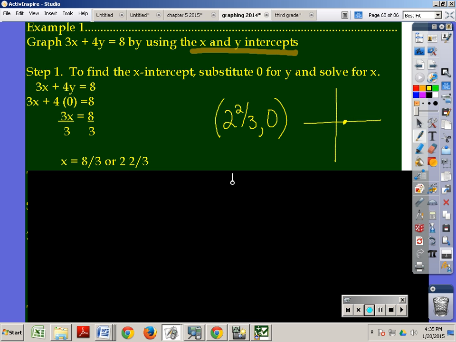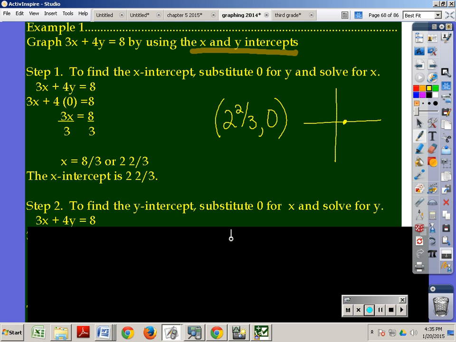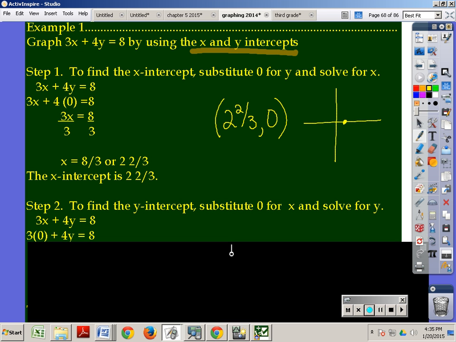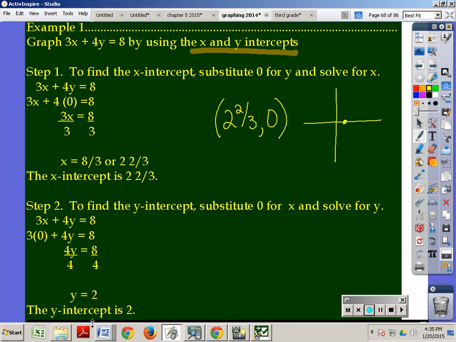And then we're going to do the opposite to come up with the y-intercept. To find the y-intercept, you substitute 0 for x and solve for y. 3x plus 4y equals 8, so we're just going to replace our x with the 0 and solve. So y equals 2. So that tells us when x is 0, y is 2.